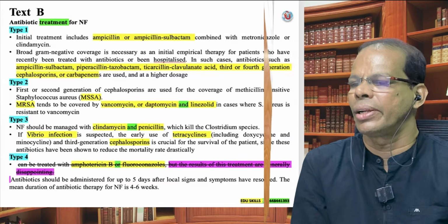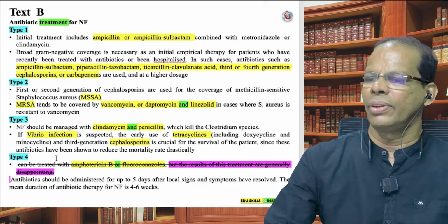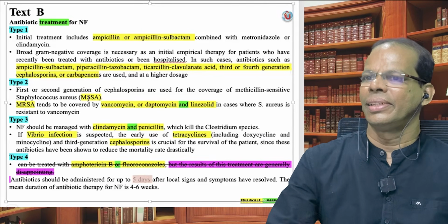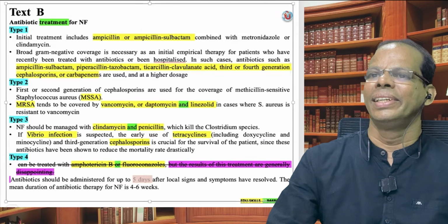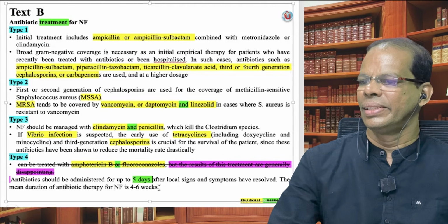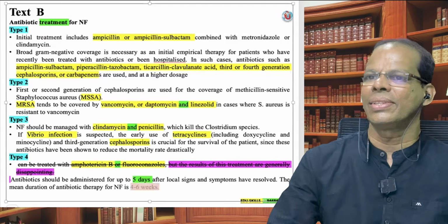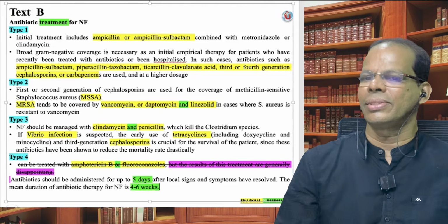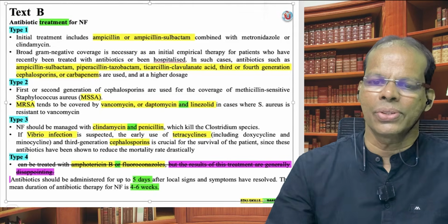Antibiotics should be administered for up to 5 days. A number is there, right? Yes, sir. 5 days. Numbers are very important, okay? And for 4 to 6 weeks, antibiotic therapy. Yeah, 4 to 6 weeks. These numbers are very important. Now we have names and numbers in this text 2. Now let's go to the questions.